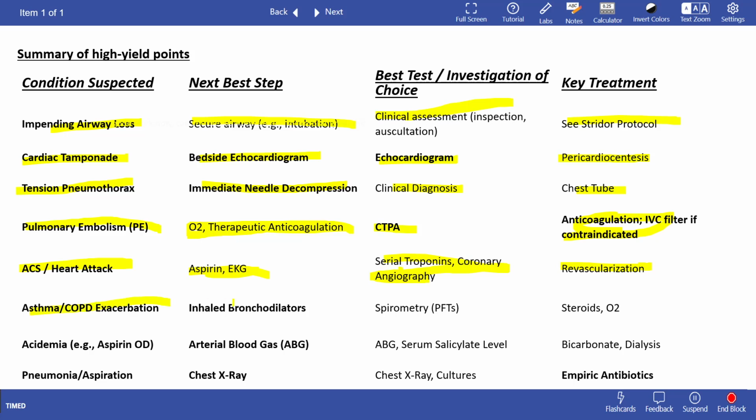Asthma, COPD exacerbation: inhaled bronchodilators is the key next best step. Spirometry is the best test, and steroids and oxygen can be used to stabilize the patient if it is an acute exacerbation.